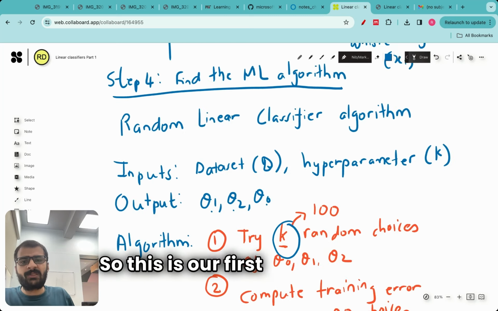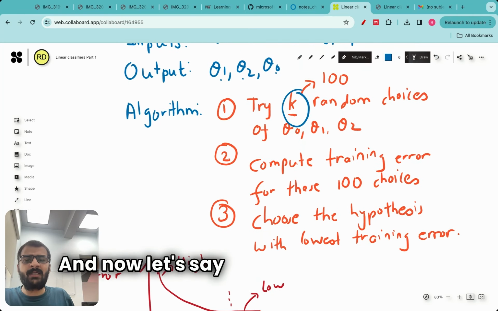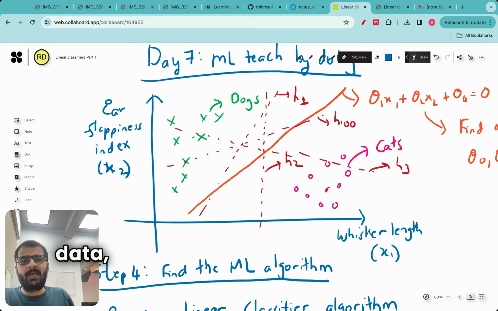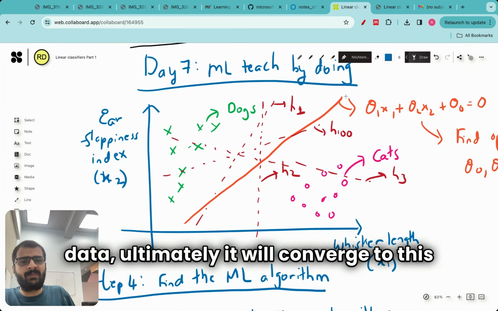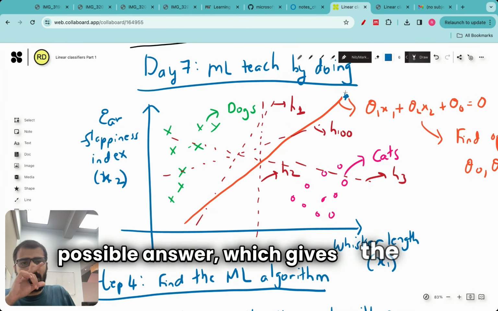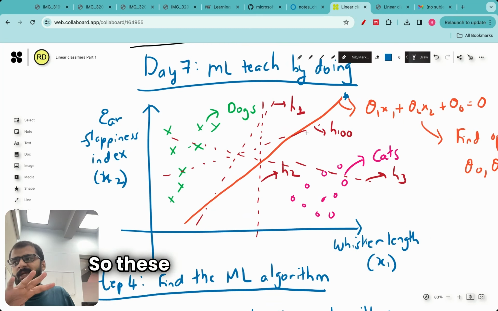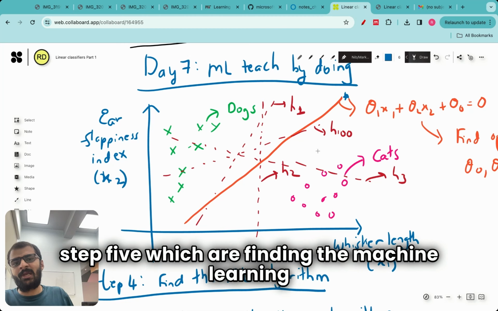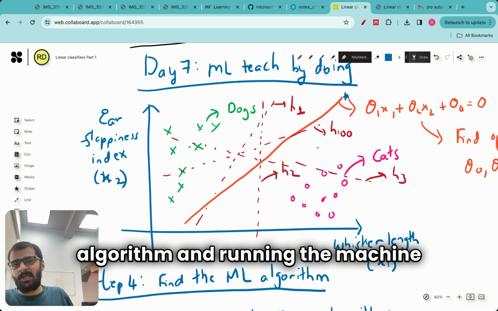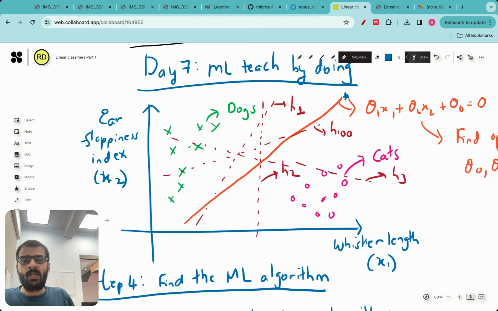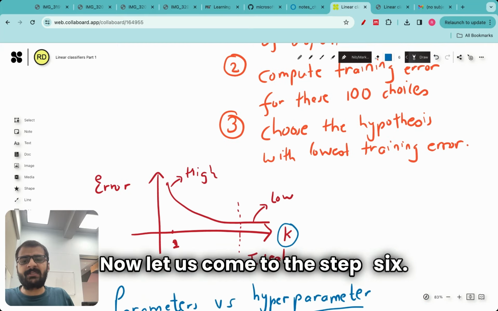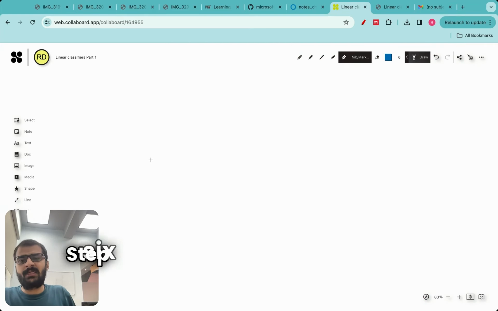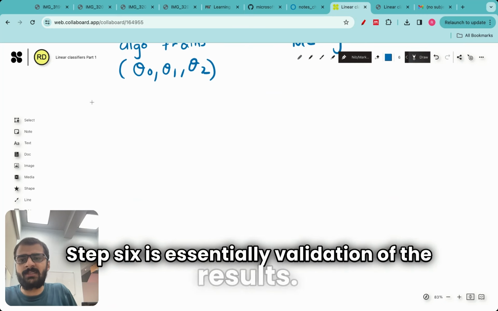So this is our first ML algorithm, and now let's say we run this algorithm. After you run this algorithm on the training data, ultimately it will converge to this best possible answer, which gives the lowest error. So these are step 4 and step 5, which are finding the machine learning algorithm and running the machine learning algorithm. Now let us come to step 6. Step 6 is essentially validation of the results.